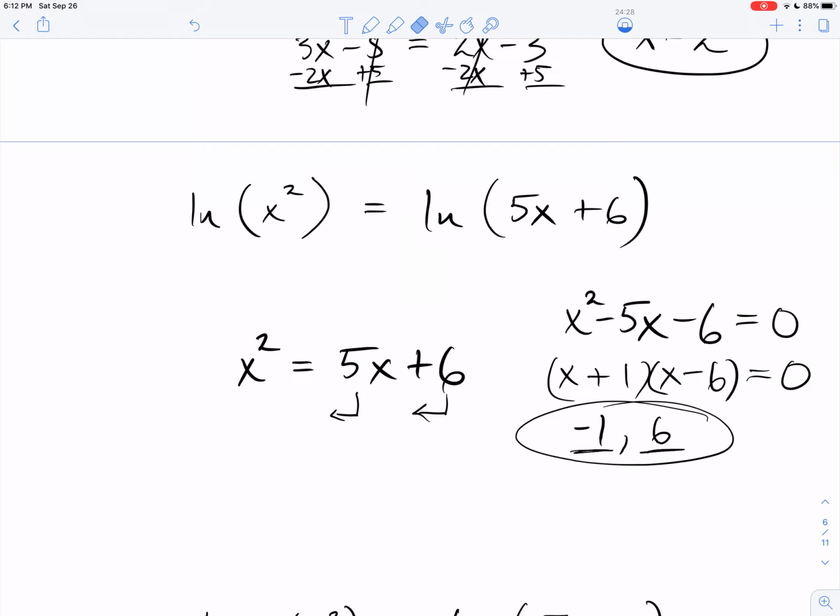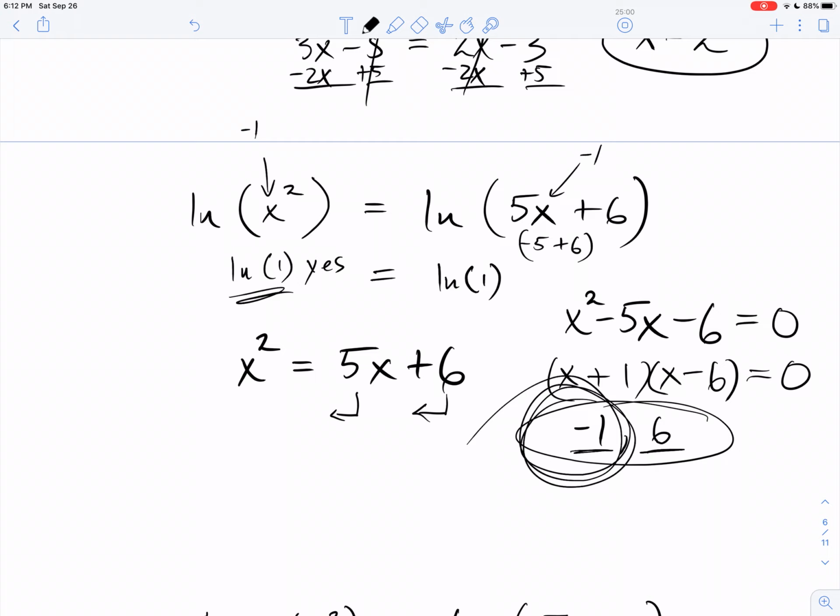I'm going to plug negative 1 back in, as if I had just solved it and I got negative 1 for an answer. Now, if I plug negative 1 in, I would square it. So negative 1 squared is 1. Can I take the natural log of 1? The answer is yes, I can. So this side is still valid. Then, on the other side, 5 times negative 1 is negative 5, plus 6 more, well, that would be 1. I can take the natural log of 1. So if I plug this answer back in, it's valid. It's okay.